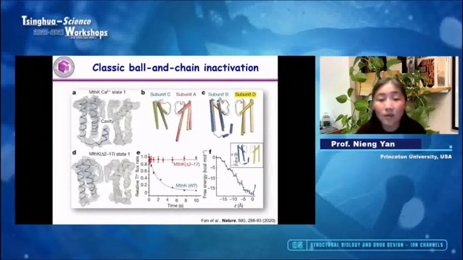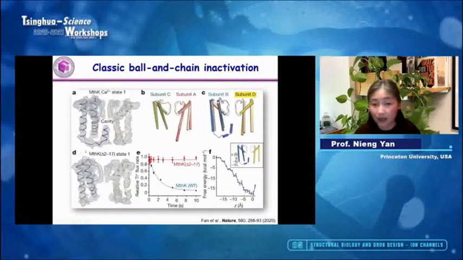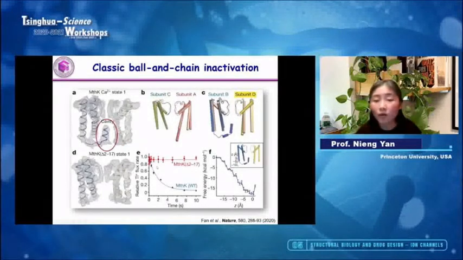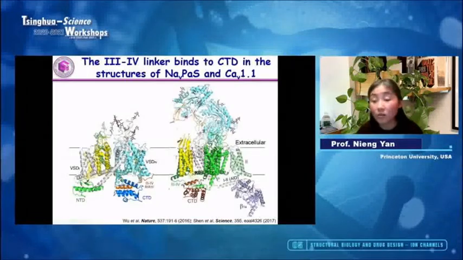And you can see this is the so-called ball. It inserts into the pore domain from the intracellular gate, right? But after we solved our structures of sodium and the calcium channel, to our surprise, this 3,4 linker, which carries the fast inactivation motif, in both structures is sequestered by a globular C-terminal domain. And the IFI motif is placed really far away from the intracellular gate. So how to reconcile this?